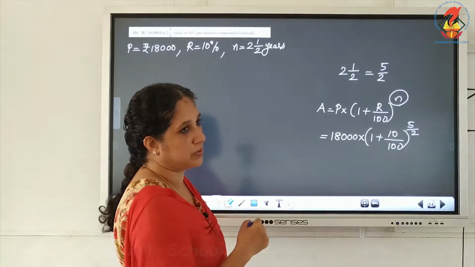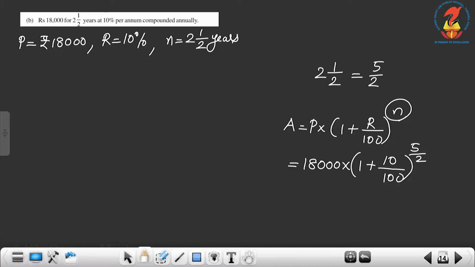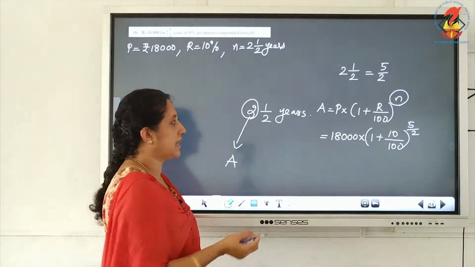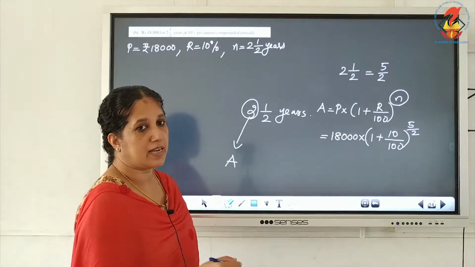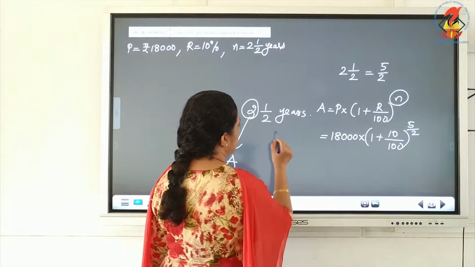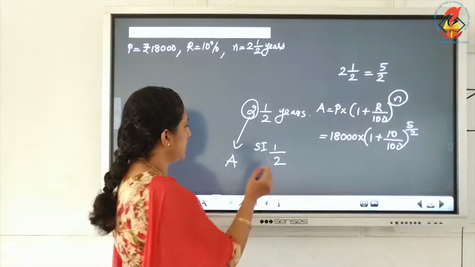So what we have to do in this case is, first of all, find out the amount for 2 years. Here it is given as 2.5 years. So first of all you have to find out the amount for the whole number part. Here the whole number part is 2. You have to calculate the amount at the end of 2 years. Then using that amount, you have to calculate the simple interest for the remaining years, that is, for half a year.